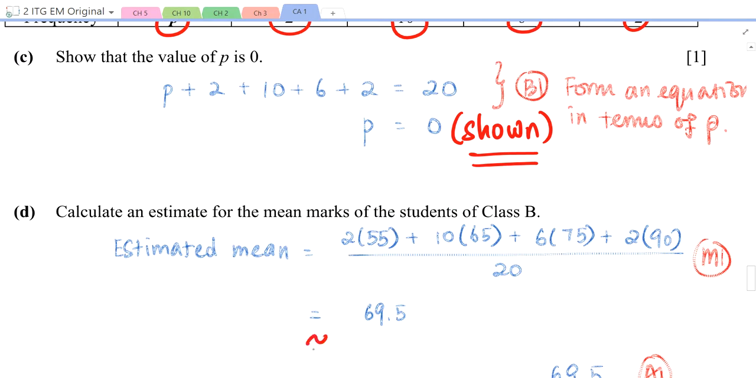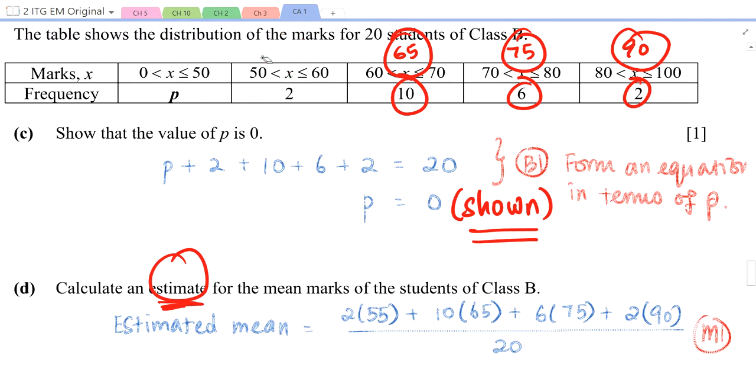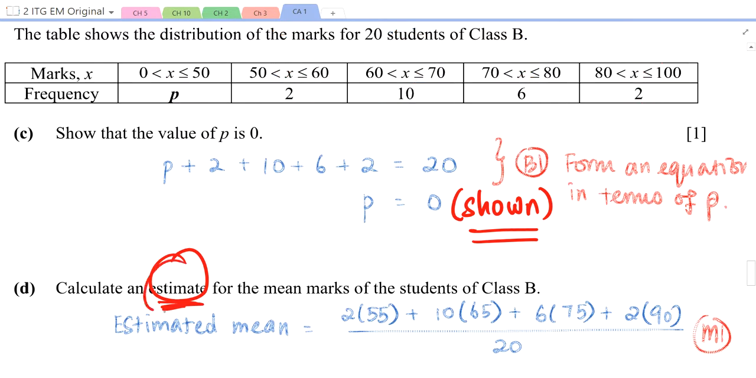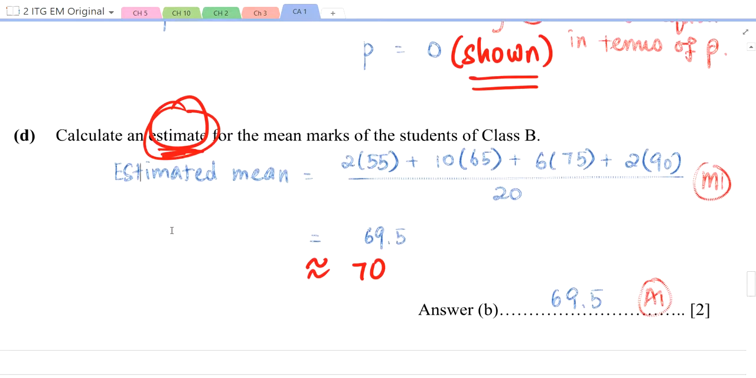Should we round off? No, right? But the question says estimate, eh? Then should I round off? No, huh? When they say estimate over here, it is because we do not know the actual breakdown of all the marks. That's why they say estimate. They are not asking you to round off. So the answer is 69.5.